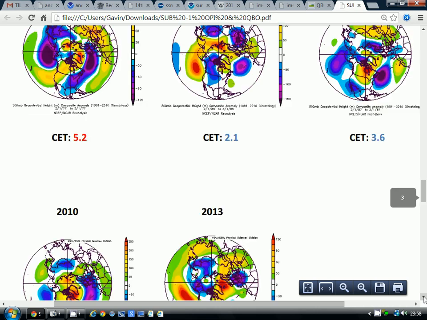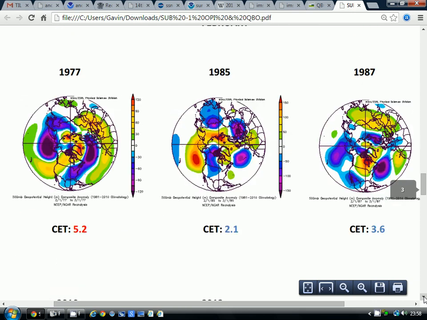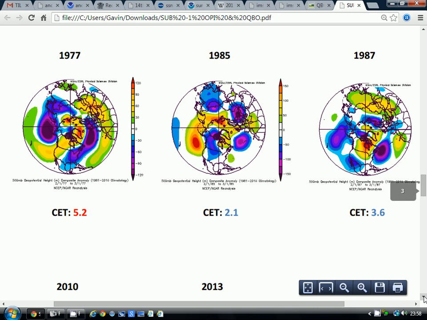We've got February 77 here, February 85, February 87, February 2010, February 2013. So February 77 is deviating to a milder pattern. I've explained this in other videos.